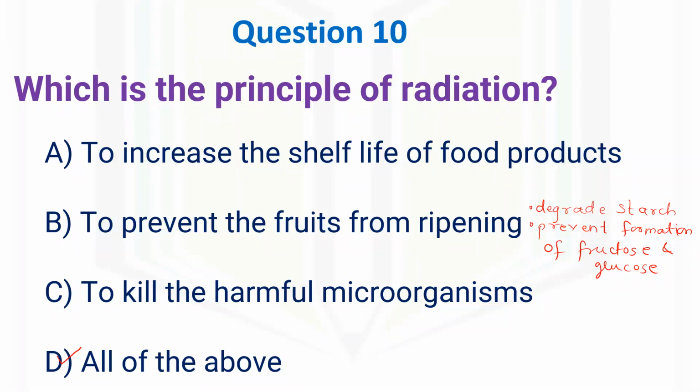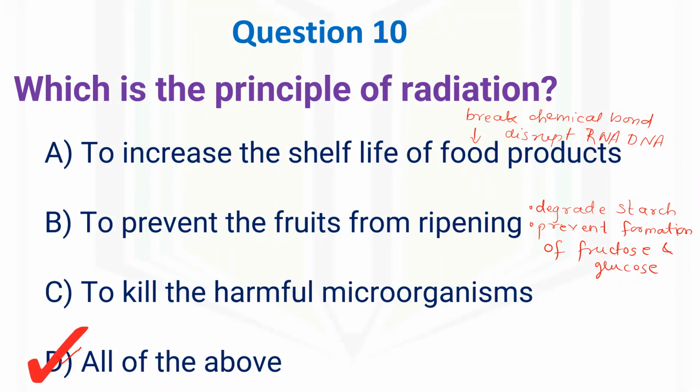The ionizing radiation breaks the chemical bond, and it will disrupt the structure, that is DNA and RNA. It will disrupt both these structures, so the internal structure of the cell membrane of the microbes will be destroyed, and thus it will kill the microorganisms, and it will eventually increase the shelf life of the food products.